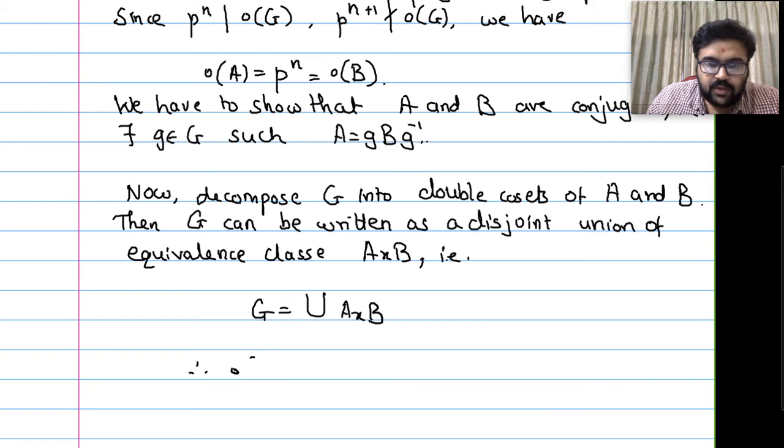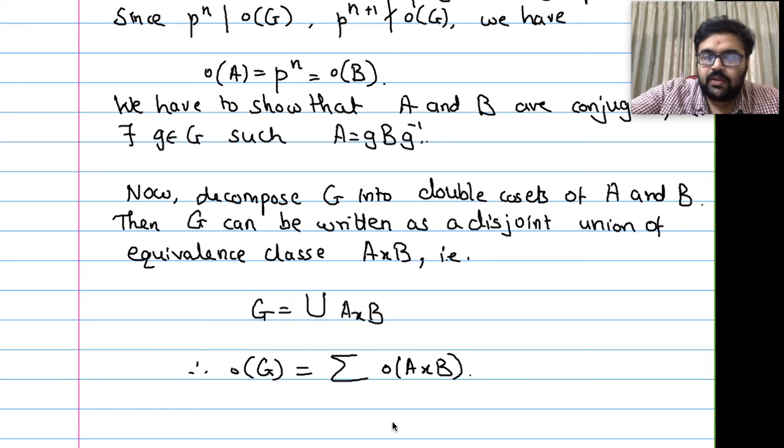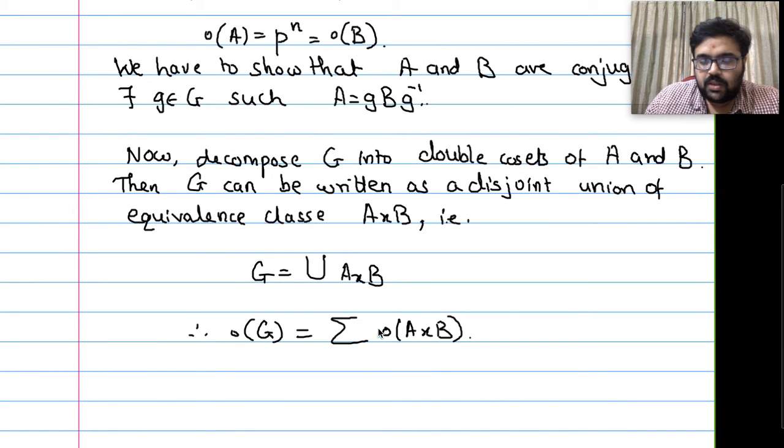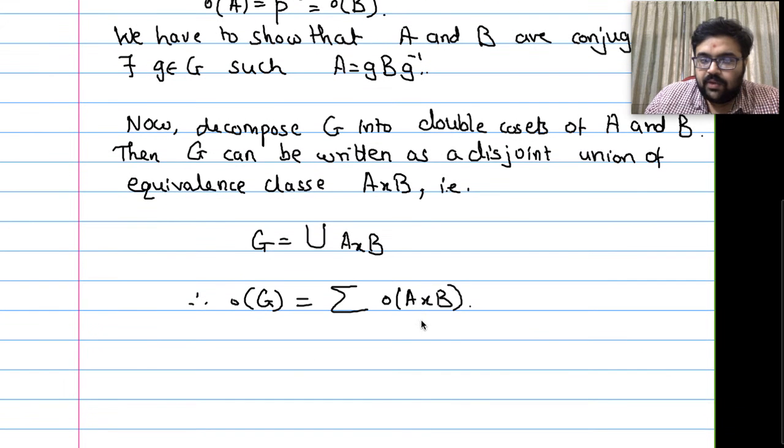Therefore we can write the order of G as the sum of the orders of AxB, where the sum is over exactly one x from each class. Okay, now we know this. Last time we saw what the order of this double coset is.